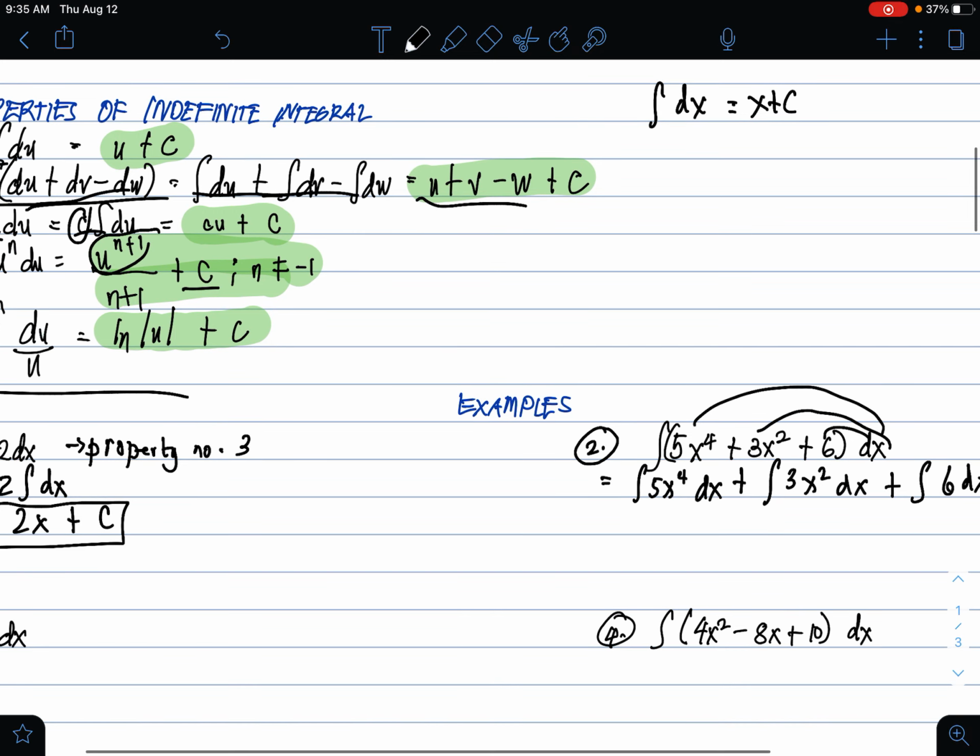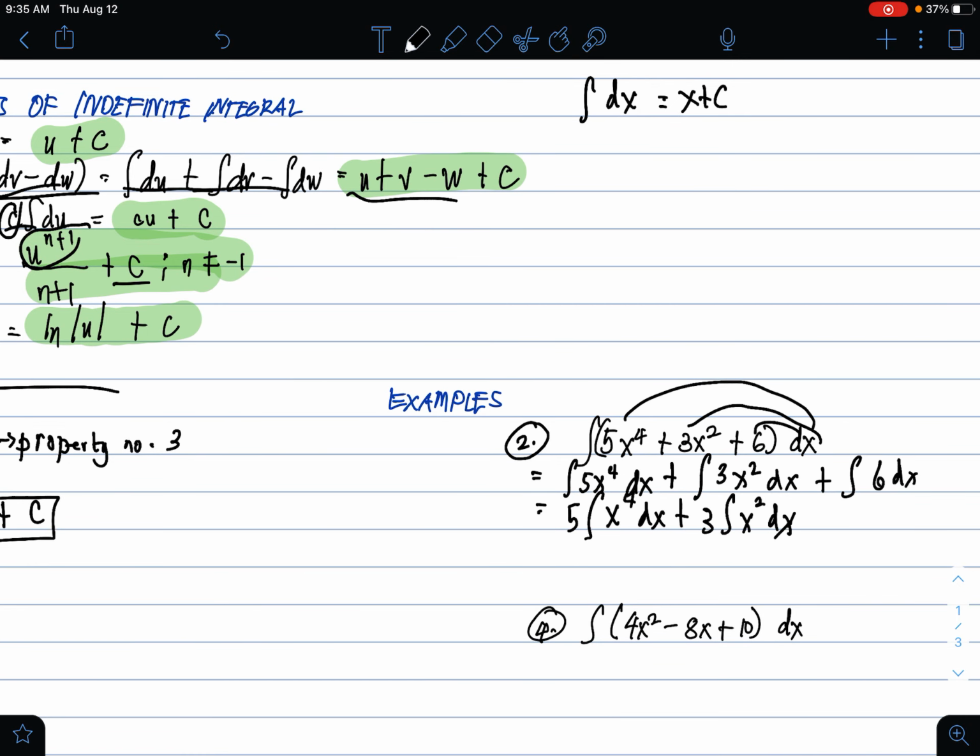Okay, let's start with this one, 5x⁴ dx. So the 5 comes out, and then x⁴ dx. If you want to shortcut it, no problem. But since we are all beginners, let us do it step by step.